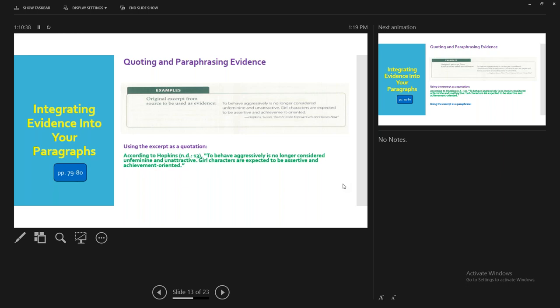Here is an example. Read it, please. So what do you notice here? Here we are using what? A direct quotation, a direct quote, yeah? And at the beginning, we use what? According to, and then the surname of the writer, and between brackets, remember we need the date. This is what you talked about last week, the references.